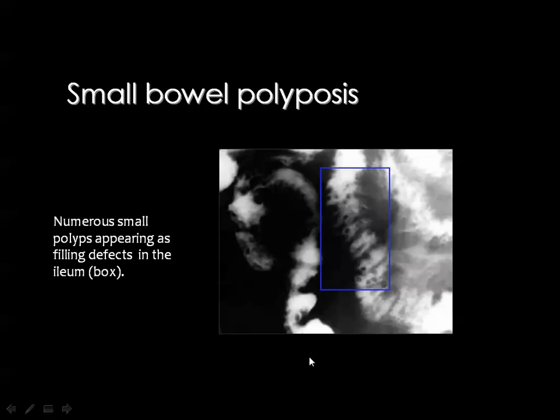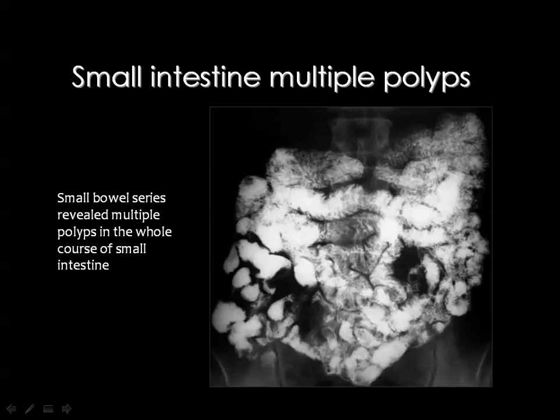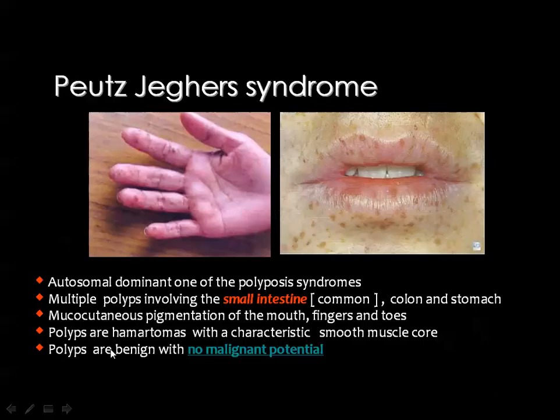Then polyps will be discussed in full detail in the section on colonic imaging. They are also common in cases of gastrointestinal polyposis syndromes, and this is an example where you can see too many small filling defects or polyps in the small bowel. And in this case, you can also see some polyps as filling defects within the small bowel, and actually the detection of polyps may be difficult, especially if you don't use the double contrast study.